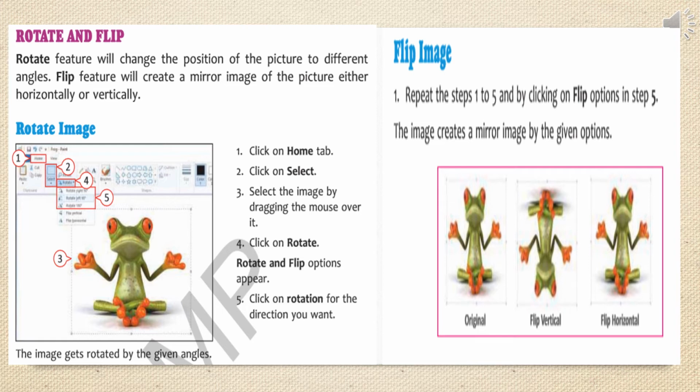The flipping feature will create a mirror image of the picture, either horizontally or vertically, which means it will turn downward or upward accordingly. I show you practically.